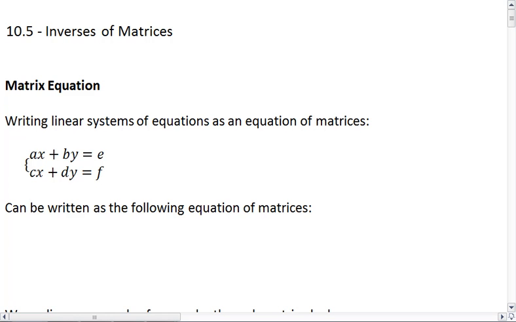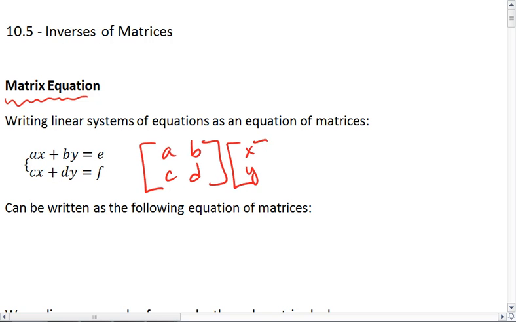Section 10.5, Inverses of Matrices. We're now going to look at writing a matrix equation. What we can do is write a linear system of equations as a matrix equation. What happens is we take our coefficients, a, b, c, d, and we can multiply them by x, y.